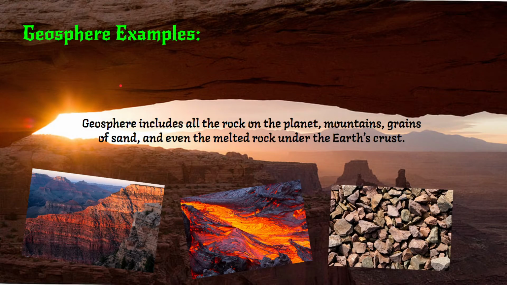So let's look at examples of them. The geosphere includes all the rock on the planet: mountains, grains of sand, and even the melted rock under the Earth's crust. So like basalt, the rock that covers the sea floor, the Grand Canyon, basically rock and only non-living things.